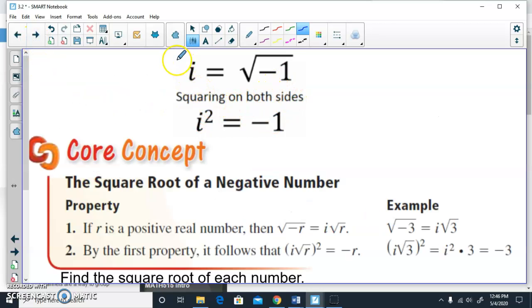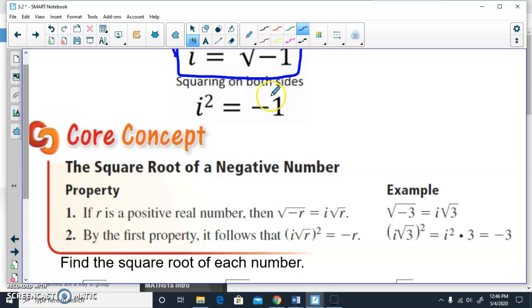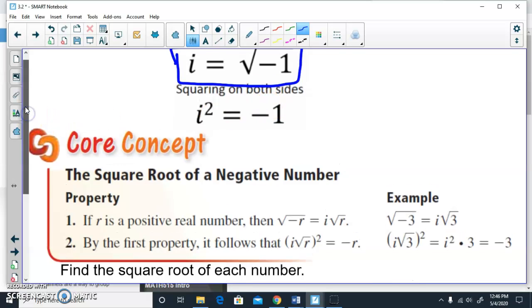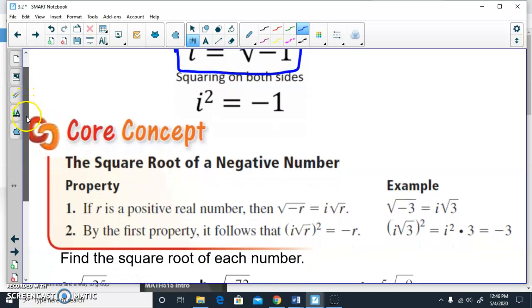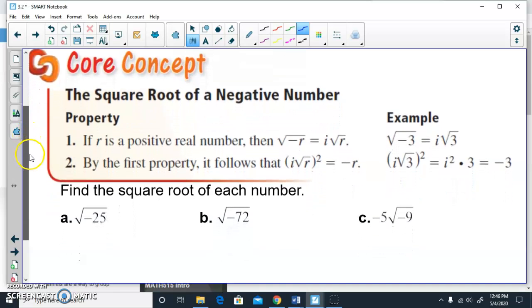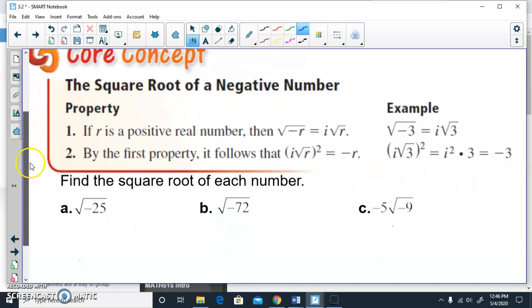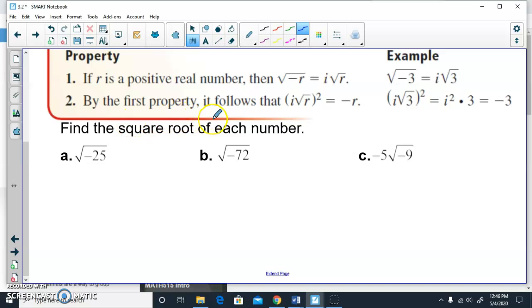All right, so a little review. We did look at this last week. i is the square root of negative 1. And if we ever have i squared, that would output a negative 1. Again, this is a review of what we looked at last week when we started solving by square roots. If we wanted to simplify and find the square root of each of these numbers, the square root of negative 25 is the same as the square root of negative 1 times the square root of 25, which would give us 5i.